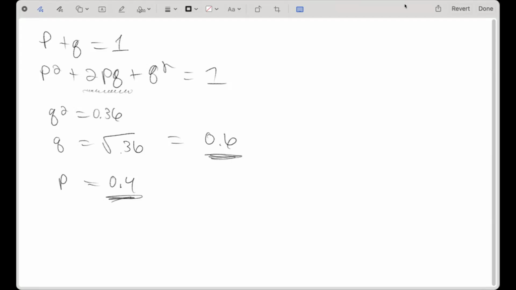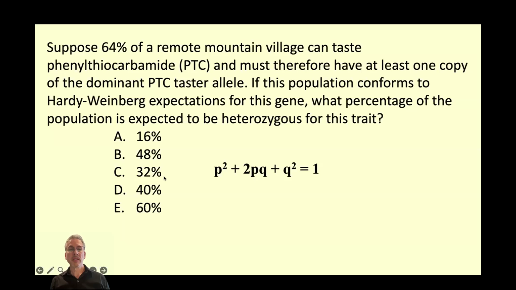Now we can just say, okay, 2 times 0.4 times 0.6. That gives us a total of 48%, or 0.48. So that's our expected or predicted frequency of heterozygotes in this population. Let's go back and take a look at the question itself. So we can see our options here, and we notice that choice B gives us what we're after.